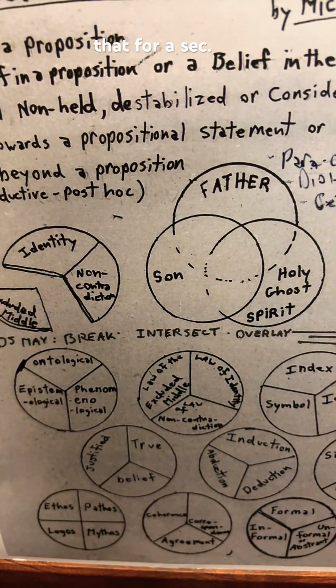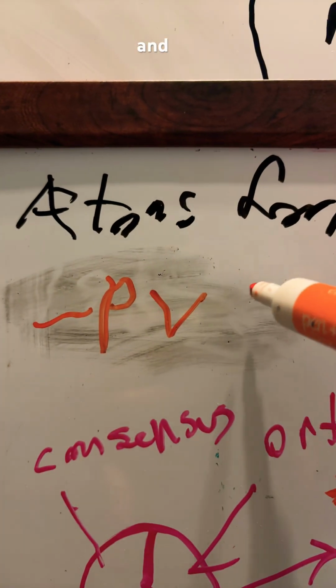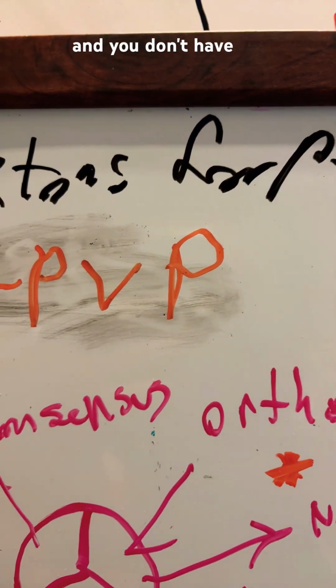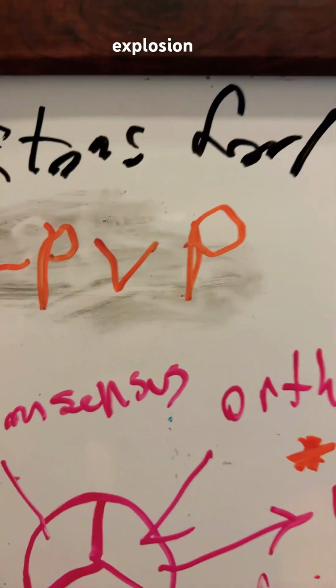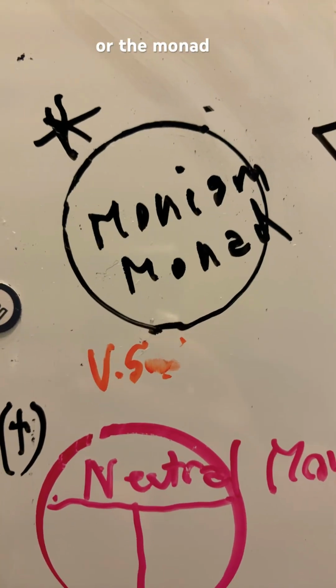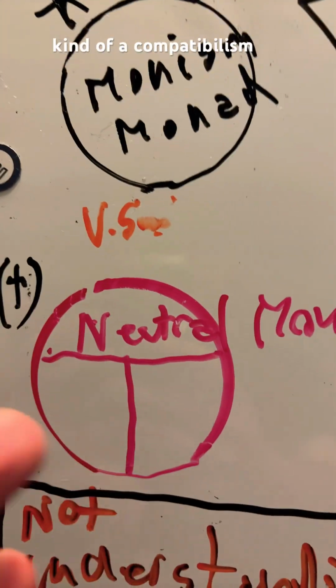Let me pause that for a sec. Paraconsistent logic allows for P and not P to exist as a contradiction, and you don't have logical explosion if you have said contradiction. Here we have monism, or the monad. People mistake that for truth, and neutral monism, which allows kind of a compatibilism of view.